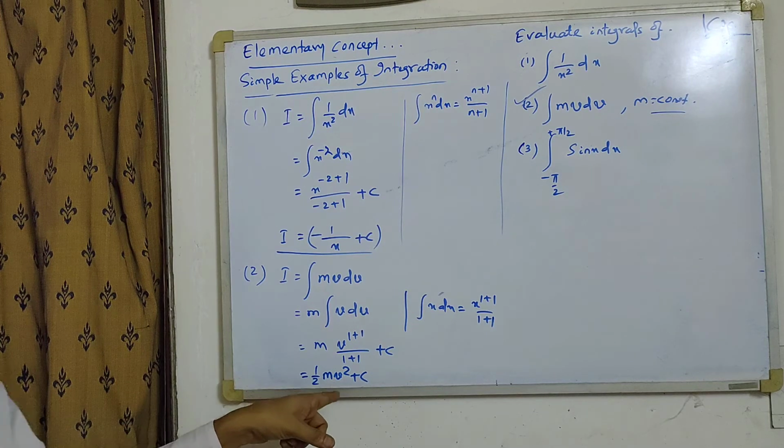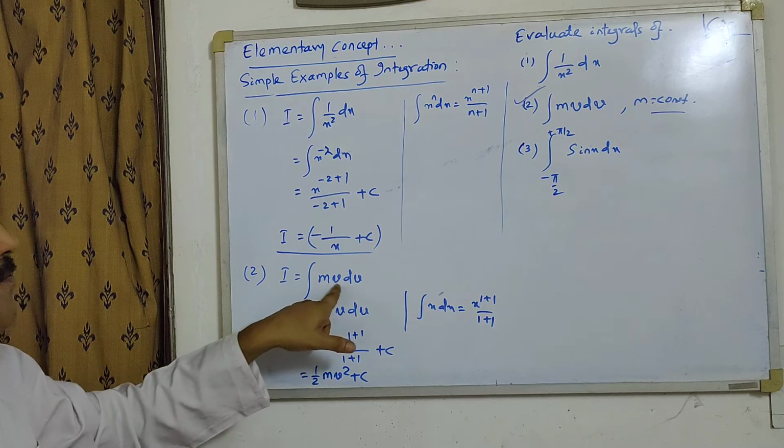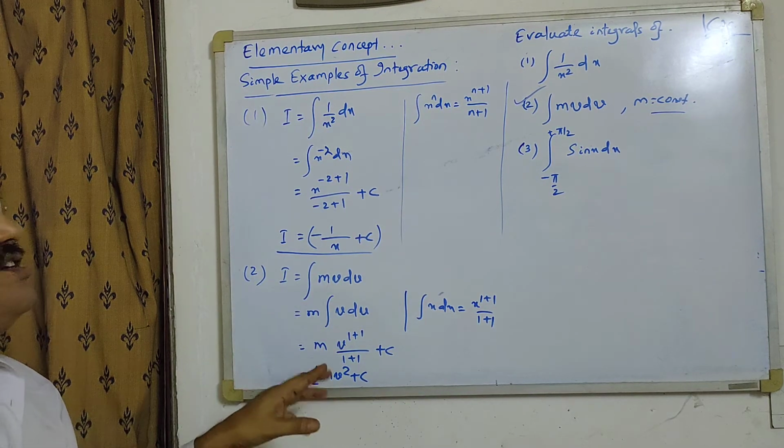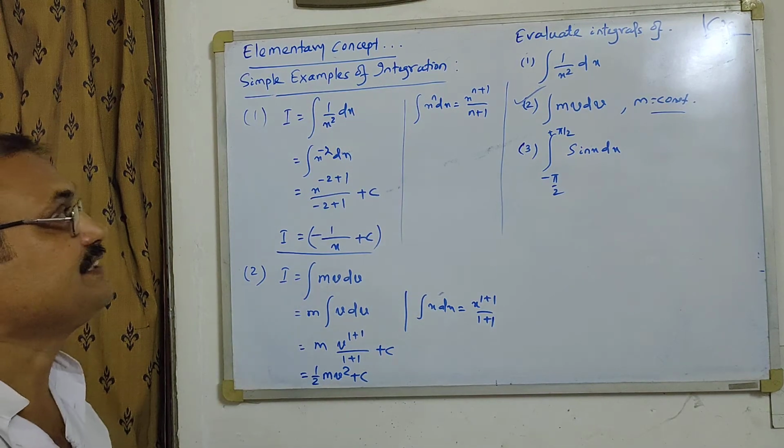You are very much acquainted with the kinetic energy. And this term mv is momentum. If you are integrating momentum, you are getting the kinetic energy. So one parameter is known, you are finding out the other parameter in physics.